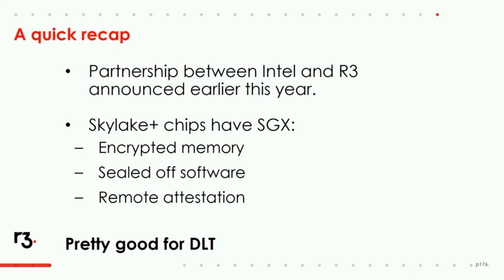All right, so let's do a quick recap. We announced we're working with SGX a bit earlier this year. Silicon from Skylake onward, Intel Skylake chips that started coming out at the end of 2015, has SGX. It has the features which Simon covered this morning: the encrypted memory. You can seal off your software, and then you can prove to other people you've done it. This turns out to be a pretty good fit for distributed ledger technology, and many other things too, not just DLT. It's very flexible technology. So that's the route that we're going. But of course, not everyone is going that route.